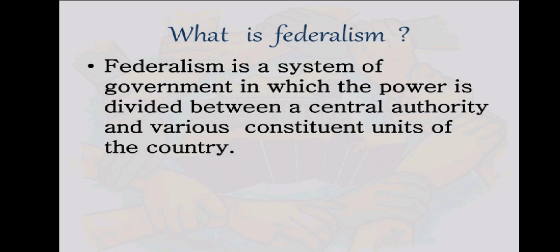Now the second one is the federal form of government. In a federal form of government, the central government cannot order the state to do something. The state government has power of its own, means they are independent in the federal form, and it is not answerable to the central government. So two things I discussed: one is unitary, another one is federal.